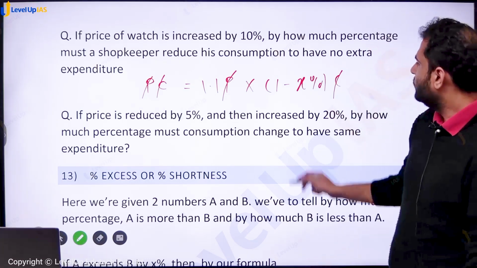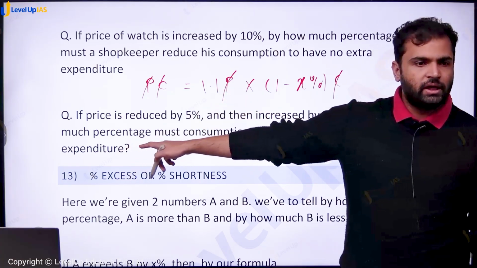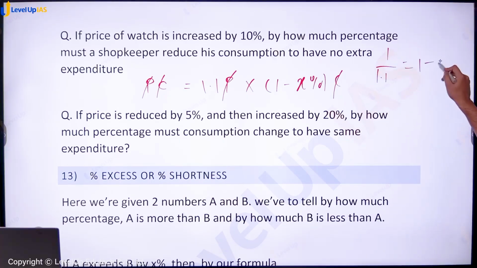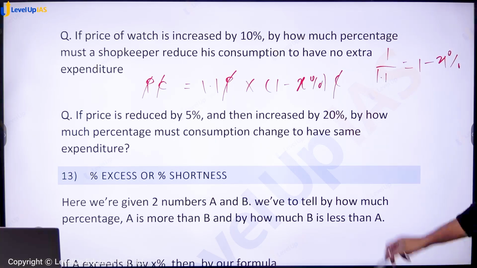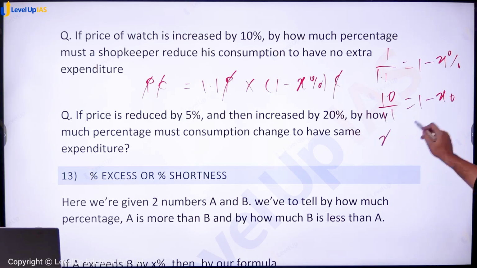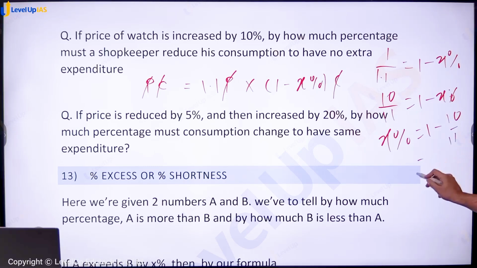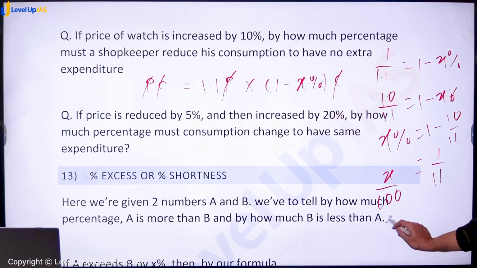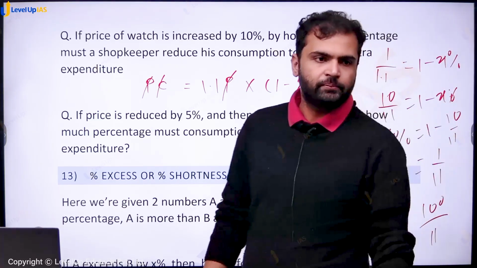okay. What do we have? 1.1 you can take on the LHS in division. So we have 1 by 1.1 is equal to 1 minus X%. So 10 by 11 is equal to 1 minus X%. X% is equal to 1 minus 10 by 11, which is 1 by 11. And X% is nothing but X by 100. X is equal to 100 by 11. All you need to do is divide to find the answer.